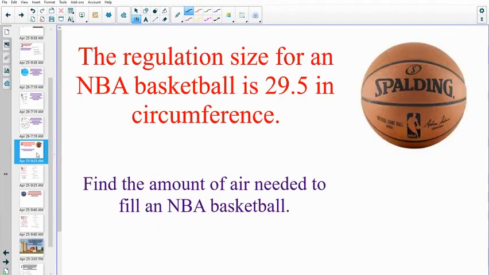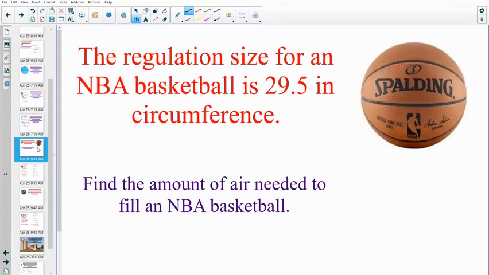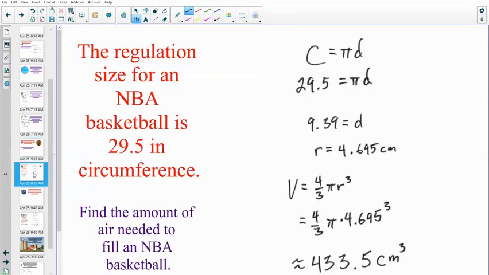All right, moving along, the next one, I've got a basketball problem. I looked up the regulation size of a basketball. Whoops, sorry about that. And that is 29.5 inches in circumference for an NBA basketball. So if I say find the amount of air needed to fill an NBA basketball, am I talking about surface area or volume? And hopefully you're talking to yourself right now as you're watching this video. Yes, it is the volume. The volume is what we need to fill it up.